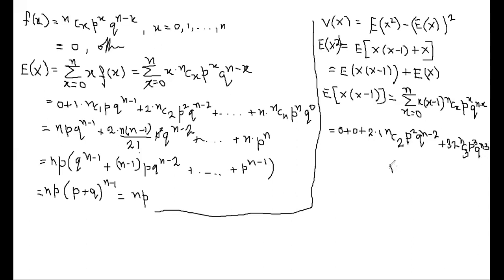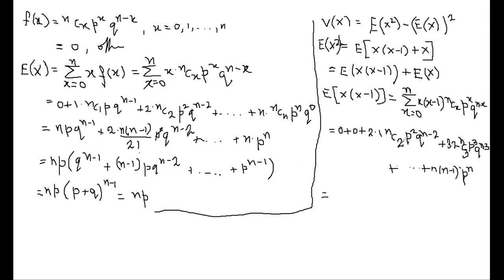And if I go on like this, for the nth term, it is n into n minus 1, NCn means 1, so I am not writing that again, p to the power of n, q to the power of n minus n means q to the power of 0, which is 1, so I am not writing that also. So now we are left with these terms.